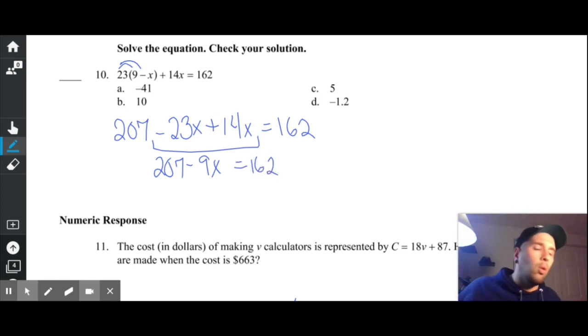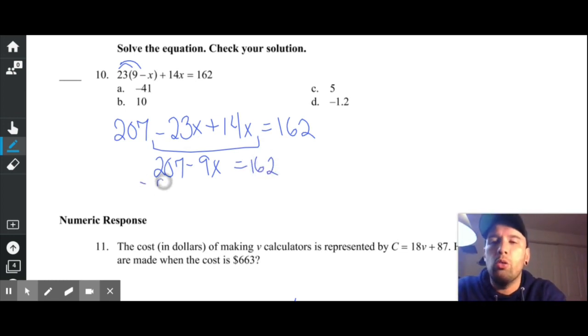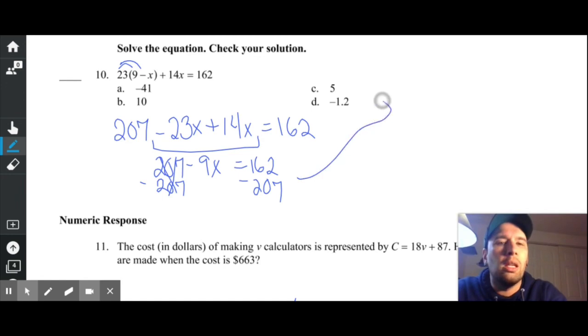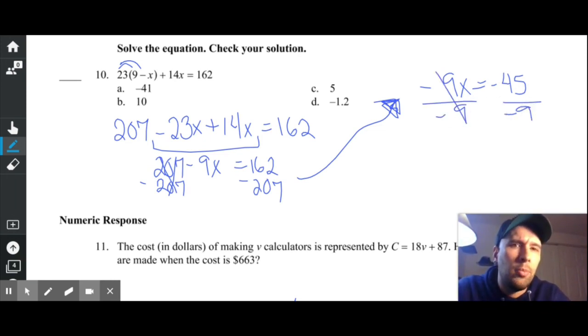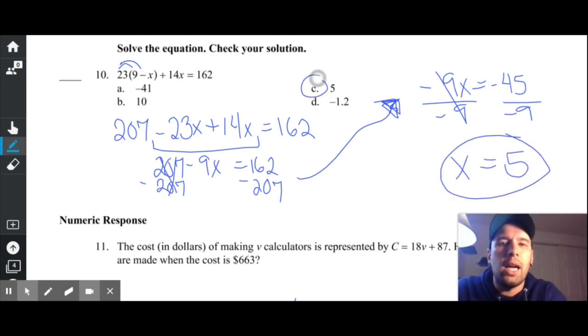I've got to get rid of the 207. So I'm going to subtract 207 from both sides. And that looks like it's going to be negative. That's the worst arrow I've ever made in my entire life. Negative 9x equals negative 45. Divide both sides by negative 9. And x equals positive 5.